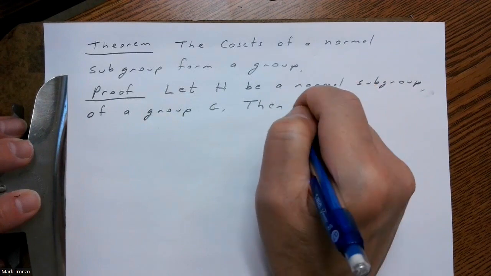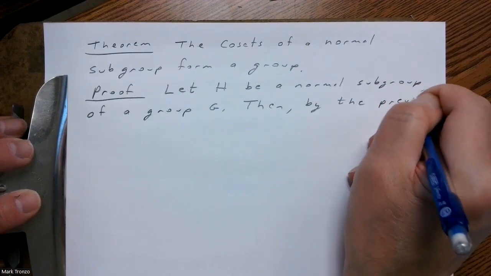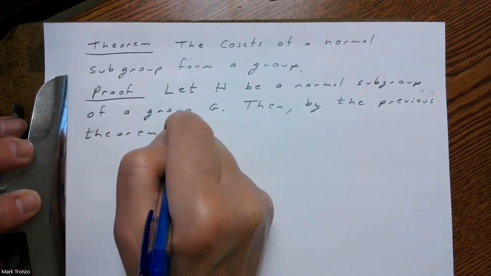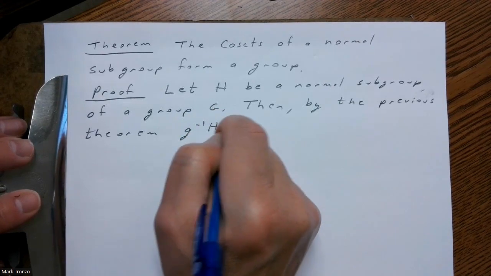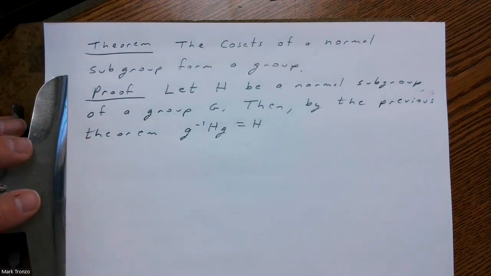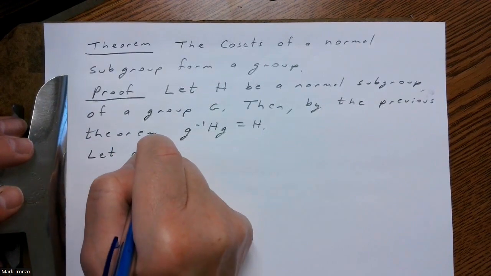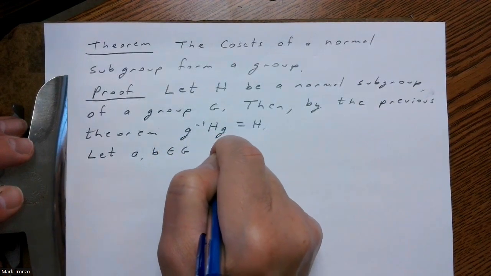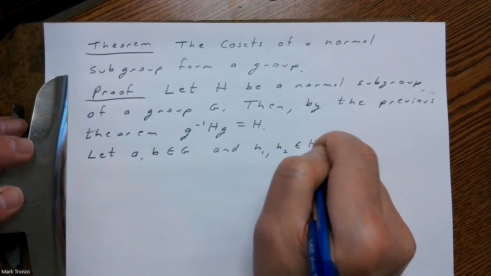Then, by the previous theorem, we can say G inverse HG is equal to H, from that stuff we just showed. So now let A and B be in G, and H1, H2 be in H.